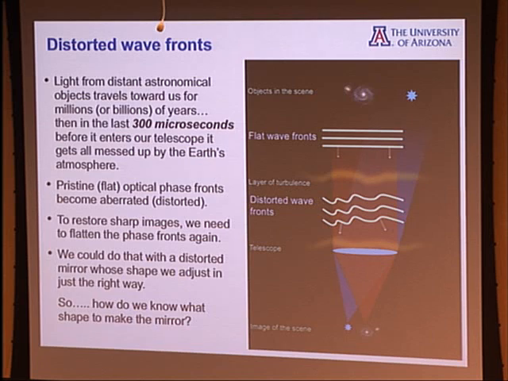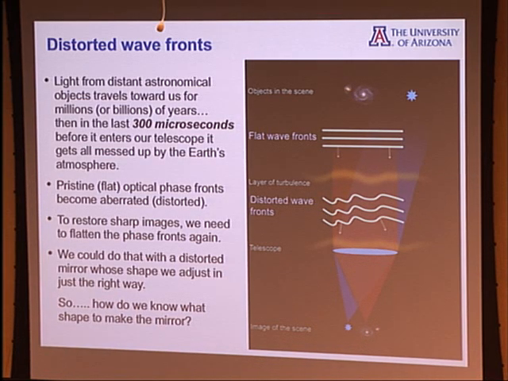Oh, put your telescope in space. But it's this last 300 microseconds that causes all the grief. And these pristine flat wavefronts end up becoming aberrated, distorted. And they form images as seen through your telescope here, idealized as a single positive lens. And you get an image of the scene, which is now blurred.